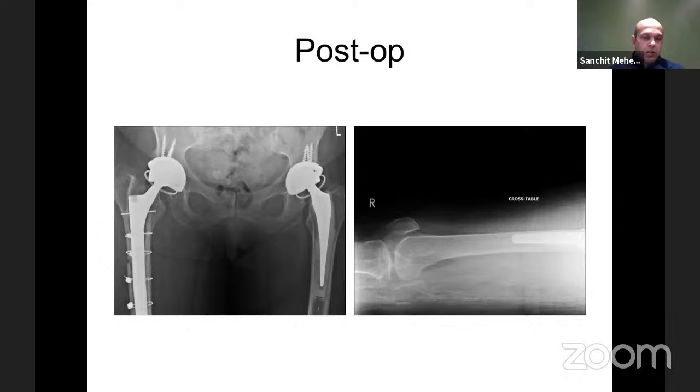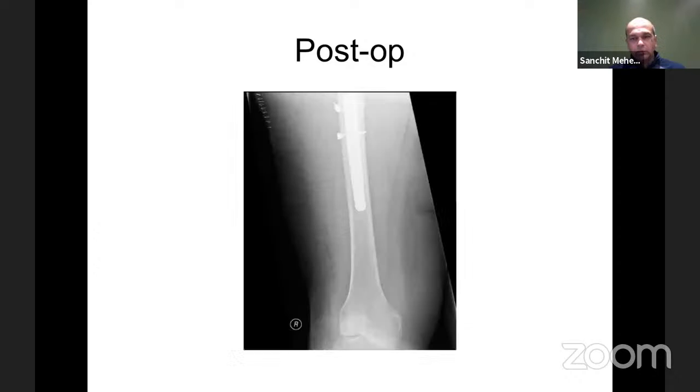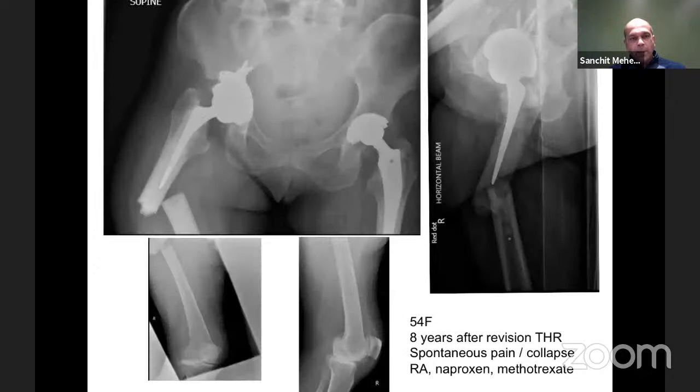There is a compatibility issue. So if the head sizes don't match, i.e. if you don't have a 22 millimeter head, then you can run into problems. So that's the post-op X-ray. This is an interesting one.